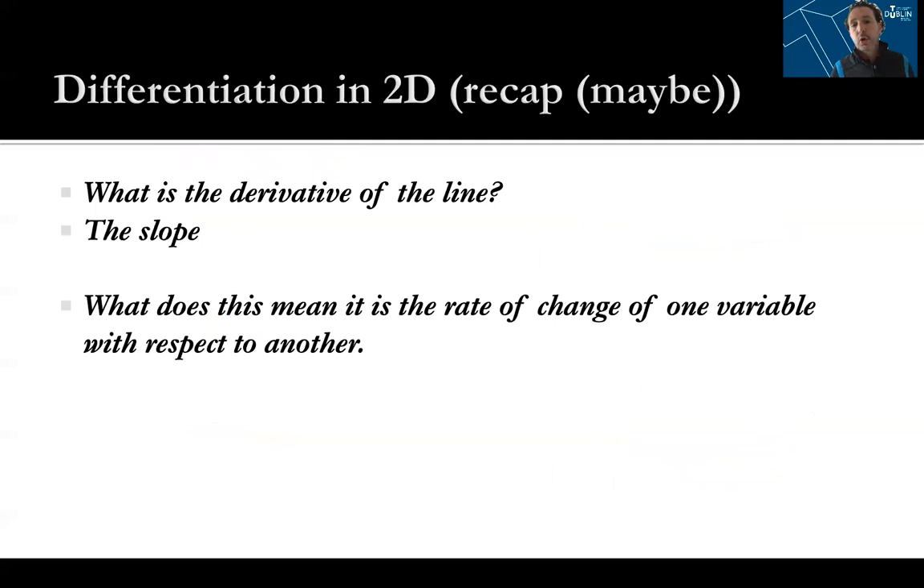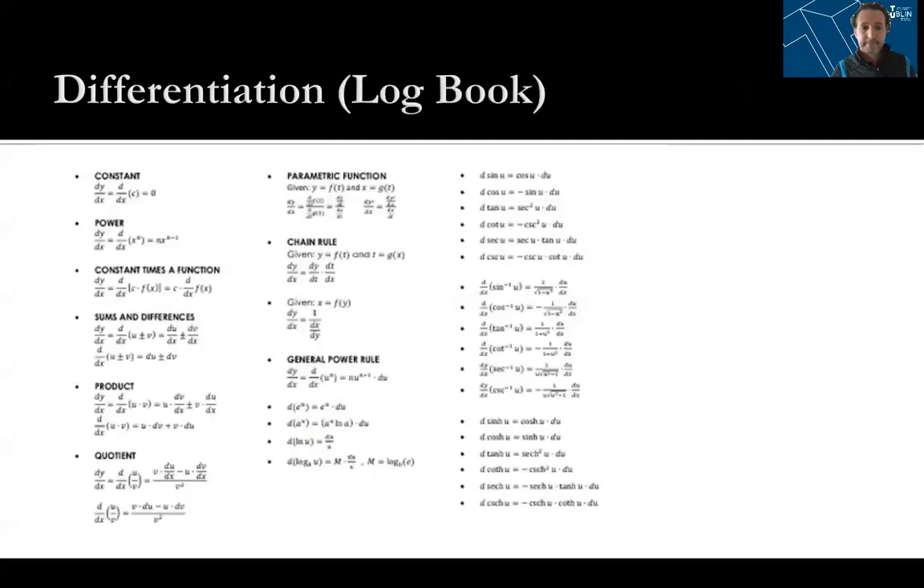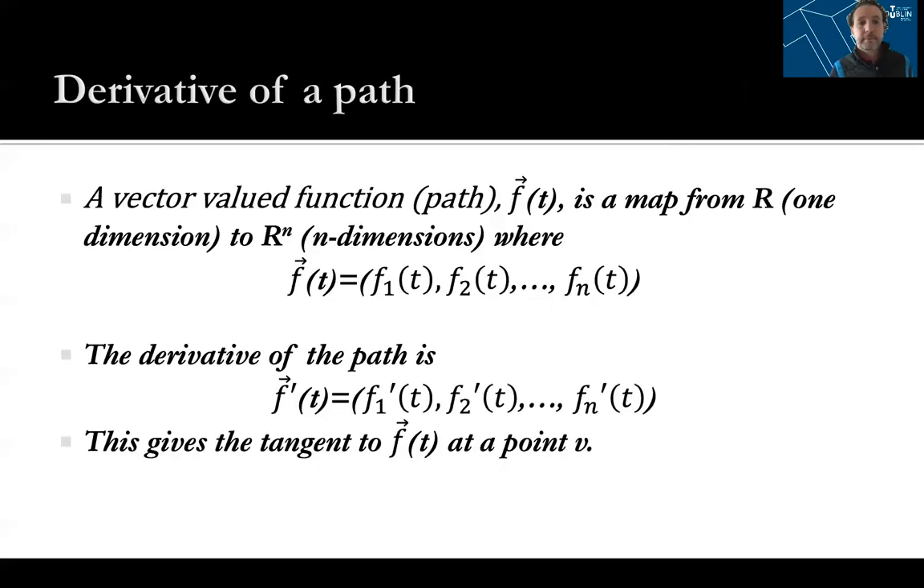So we've done the recap of differentiation. We know that the derivative of a line is the slope. The derivative of a function is the rate of change. So what does it mean for one variable to another? What does it mean in our scenario here? We have our rules, which we've gone through. So in a path situation, this is a general form.